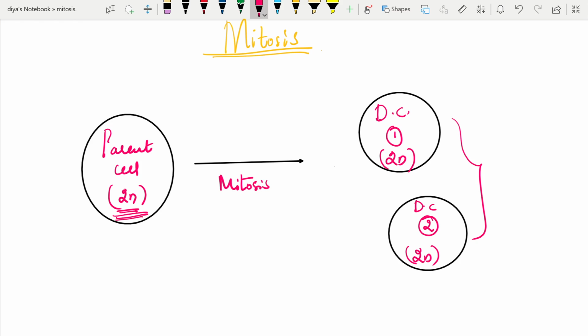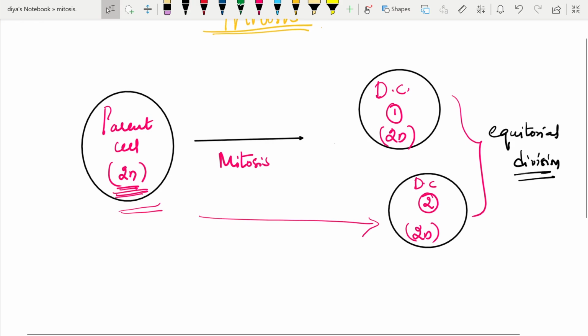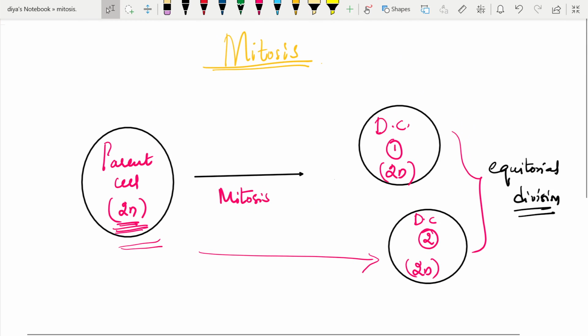Now we will discuss in detail the whole process of how this cell divides into two daughter cells. Because this cell divides into two identical daughter cells, this process is also known as equatorial division. Okay, now we will see how the division process goes on.